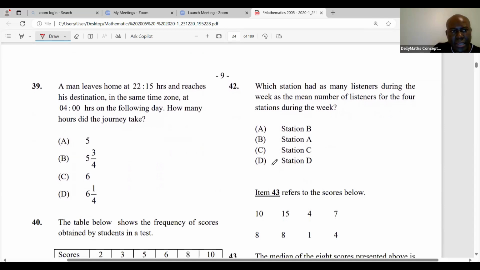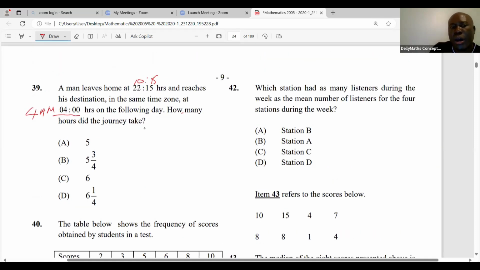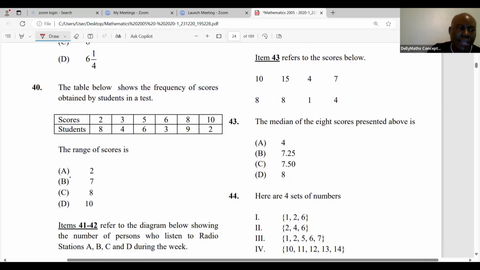Let's see what 39 is. 39 says, a man leaves his home at 22:15, this is like 10:15 in the night, and he reaches his destination at 4, this is like 4 a.m. in the morning. All right, so how long did the journey take? You could check it out. From this to midnight is 1 hour and 45 minutes. So if you add this to that, that's 5 hours 45 minutes, and 45 minutes is 3/4 of an hour. That's 39 right there. Let's do the last one.